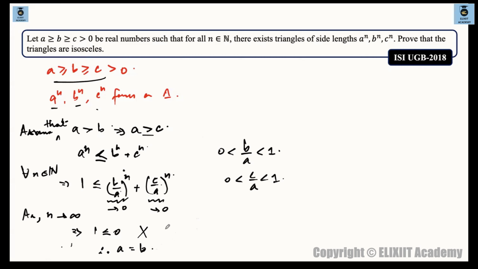And if a is equal to b, then definitely a raised to the power of n is equal to b raised to the power of n for all n belongs to natural numbers. For all natural numbers, if a is equal to b, then definitely a raised to the power of n is equal to b raised to the power of n, क्योंकि n natural number है. So hence proved. This basically the triangle is isosceles triangle. The two sides are equal, which means the triangle is, therefore लिख लेना, triangle is isosceles triangle.